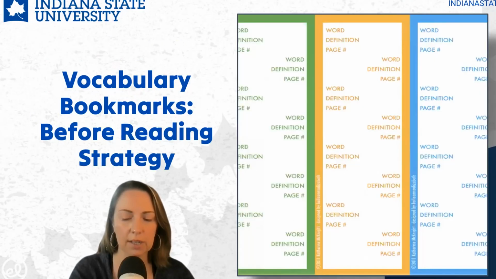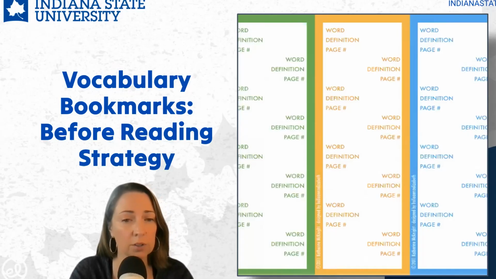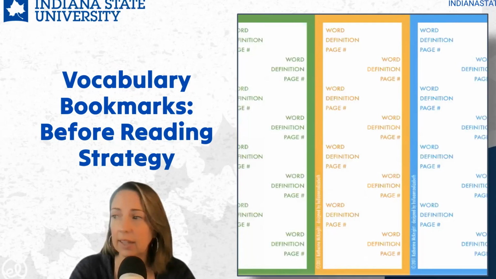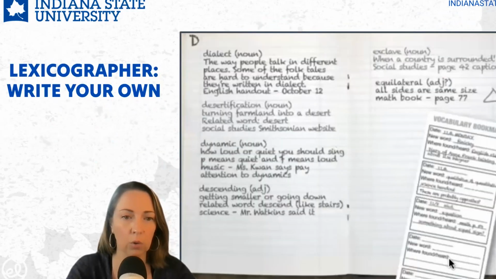One strategy that is great, I think, especially for fiction texts, is the bookmark reading strategy. As students are reading and they come across a word they don't know, they jot it down along with the reference of where they found it, the page number of the book, and then they come back to this. And they can utilize this in their own journal or vocabulary notebooks.